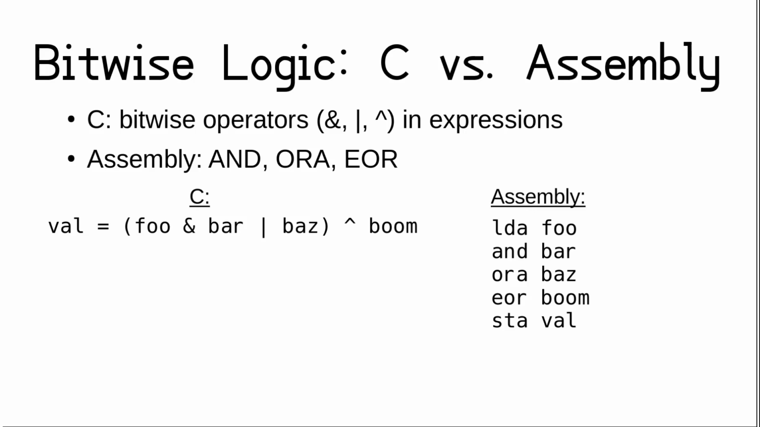Then we OR the new value in A with the value at baz, which means that all the bits set in baz will now also be set in A, along with any bits that were already set. Finally, we do an exclusive OR with boom, which will flip in A any of the bit positions that are set in boom. Finally, we store the result into val and the assignment is done. This may not be a useful sequence of operations in any scenario, but it does show how directly a bitwise operation in a language like C can be translated to assembly.